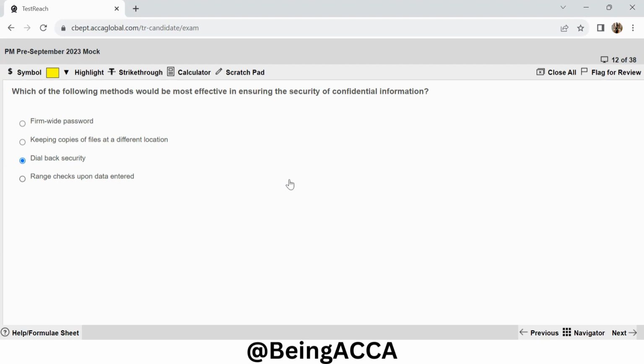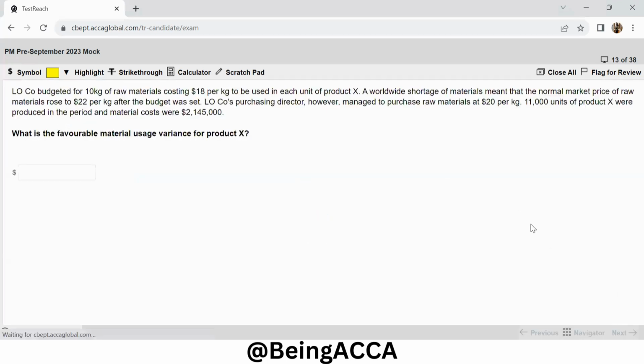Keeping copies of files at a different location is definitely a threat again, because there may be a threat to confidentiality. Then range checks upon data entered. This will definitely help you to find out if your inputs are correct, but this will not ensure the security of your confidential information.